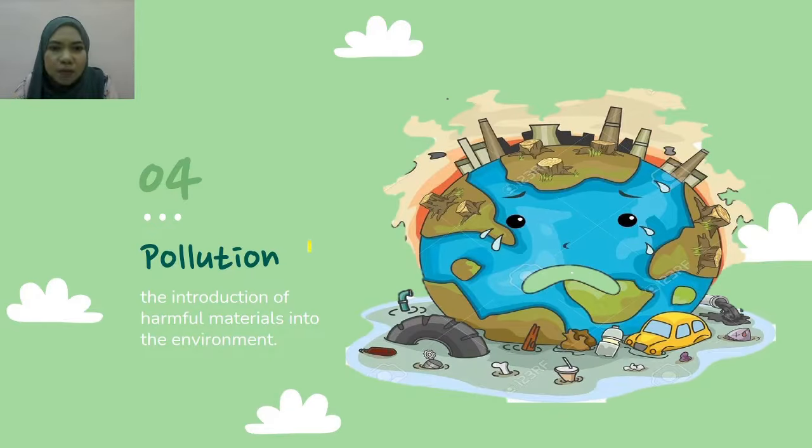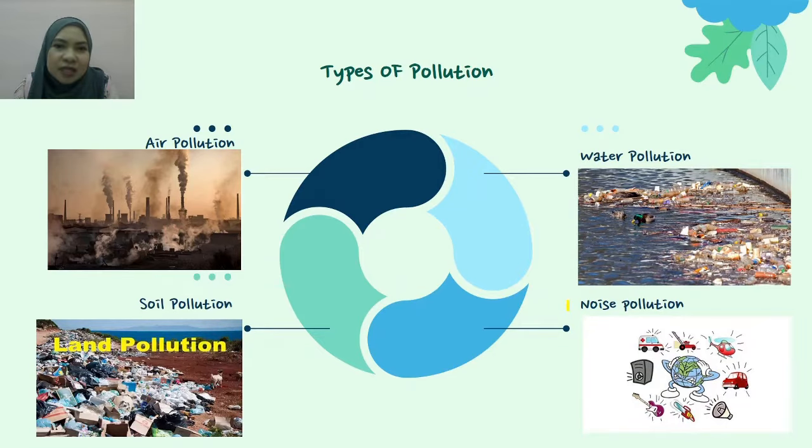Number 4, pollution. Pollution is the introduction of harmful materials into the environment. This is our earth, and this is what happens when there is pollution. Okay, the earth is very sad. Next one, types of pollution. Basically, there are 4 main types of pollution.